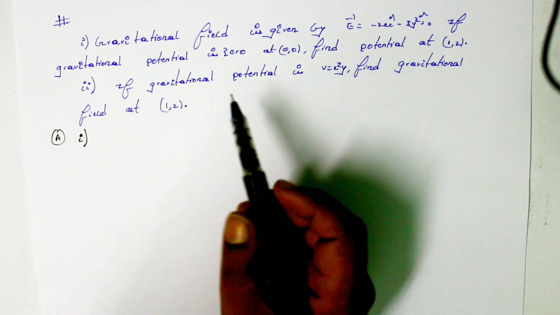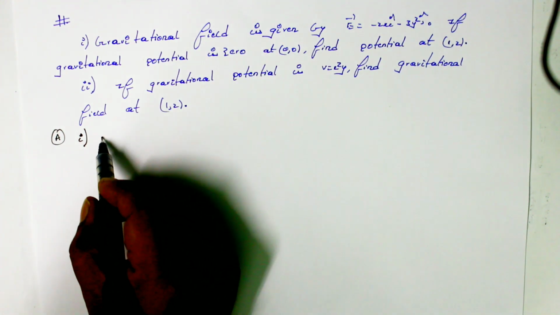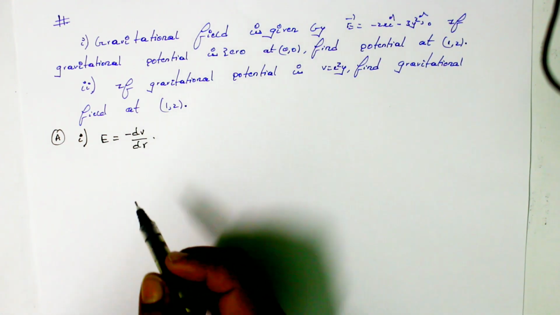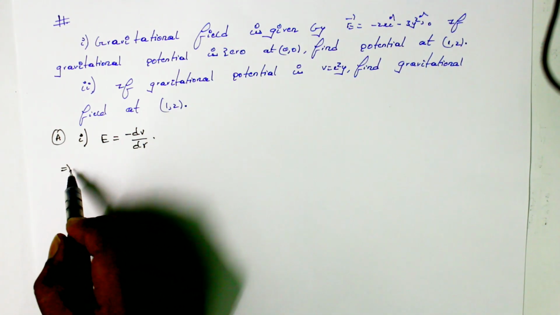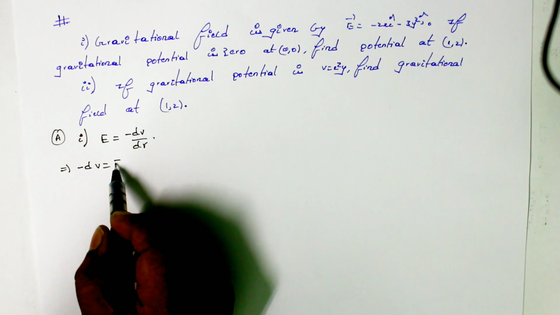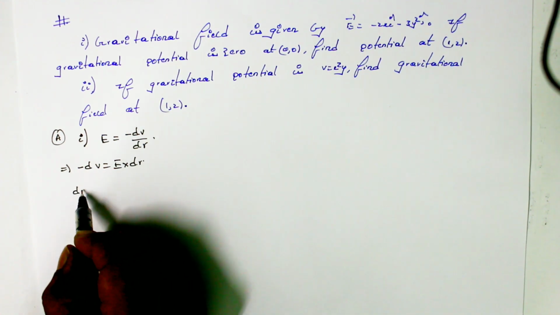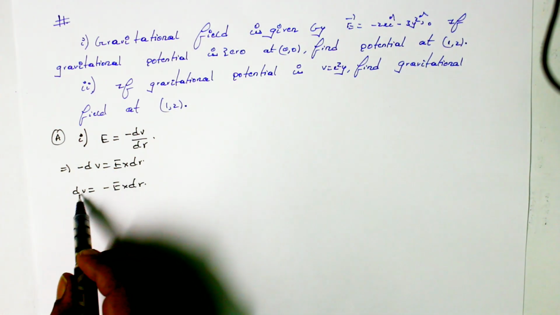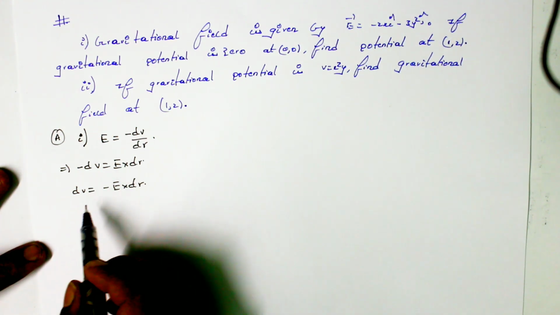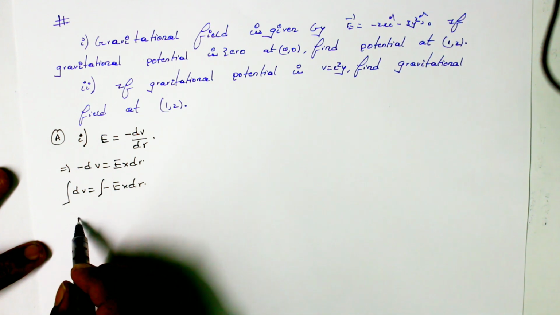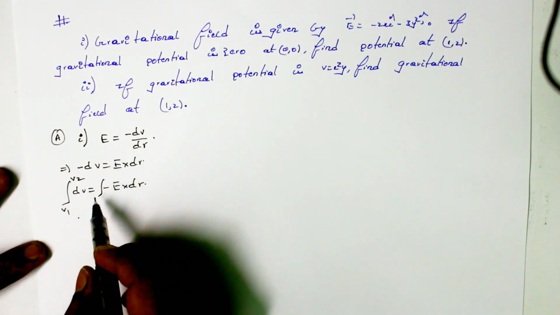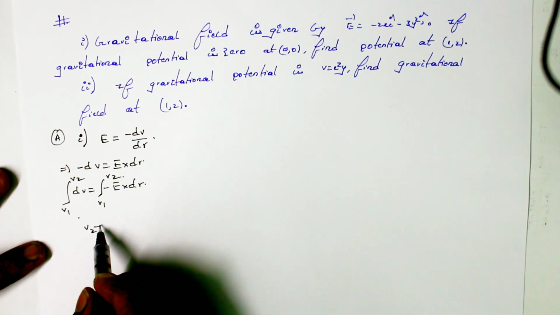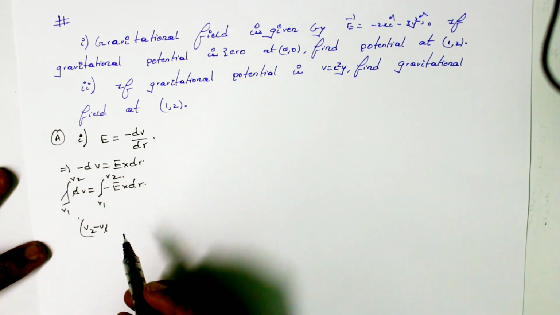So gravitational field is given, we are supposed to find out potential. So we know that relation between E and V is E = -dV/dr. So we are supposed to find out the potential. So therefore I will write -dV = E·dr, so dV = -E·dr. Now if this is only a small change in potential, if I want the total change, then I have to integrate it on both sides. So integration limits are V1 to V2, and here limits are R1 to R2. So I can write V2 - V1, because here integration and differentiation get cancelled.